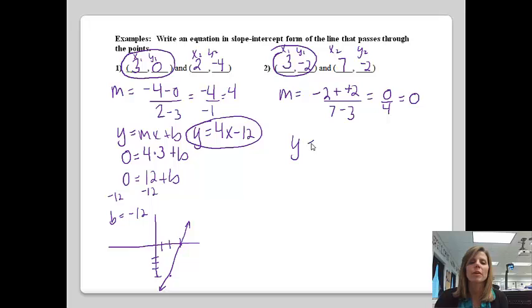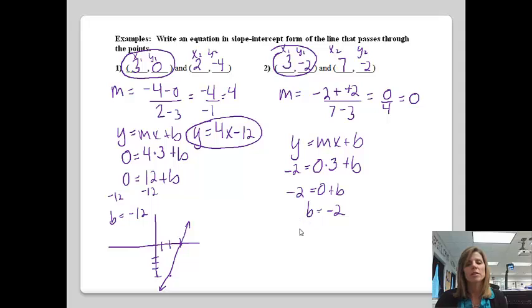So I'm going to write y equals mx plus b, right? My y value, clearly labeled, is negative 2. My m, I just found out, was 0. My x value, again labeled, is 3. Plus b, so I'm going to have negative 2 equals 0 plus b, which just means that b is equal to negative 2.